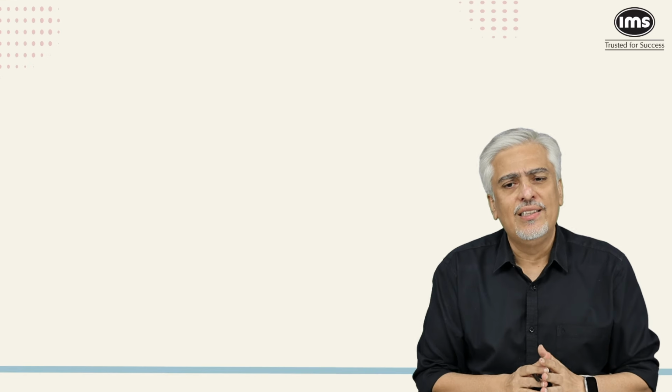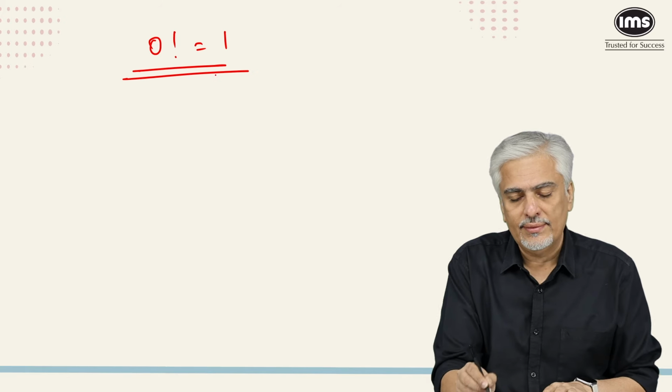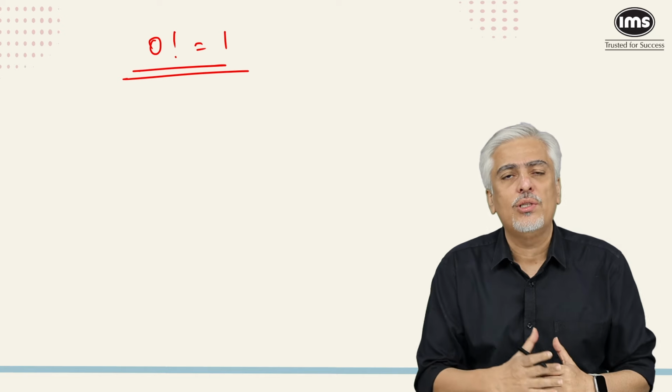Why is 0 factorial equal to 1? Now we've always heard this: 0 factorial is equal to 1. I'm sure a lot of people always had this in mind. Why is 0 factorial 1?